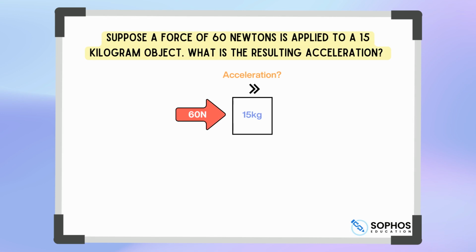Now let's use the diagram provided. Suppose in the diagram a force of 60 newtons is applied to a 15 kilogram object. What is the resulting acceleration?